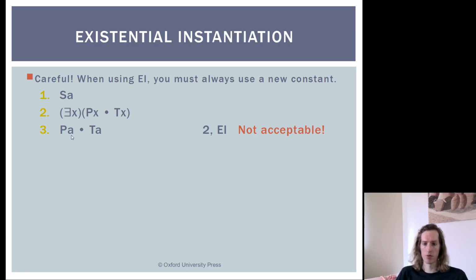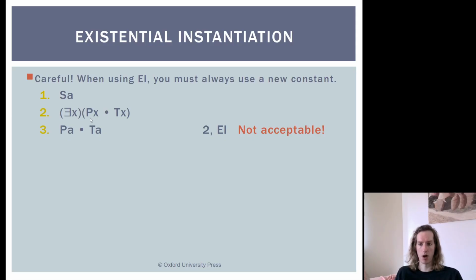But when we change the variables out and make them into constants, it can't be the same constant that was used before. Just because we know that A has property S, and we know that there is at least one thing that has properties P and T, we don't know that it's the same thing. So if we existentially generalize using A as our constant, this would mean that whatever A is, our singular concrete thing, has three properties, P, S, and T. And we don't know that that's the case from just premises 1 and 2.